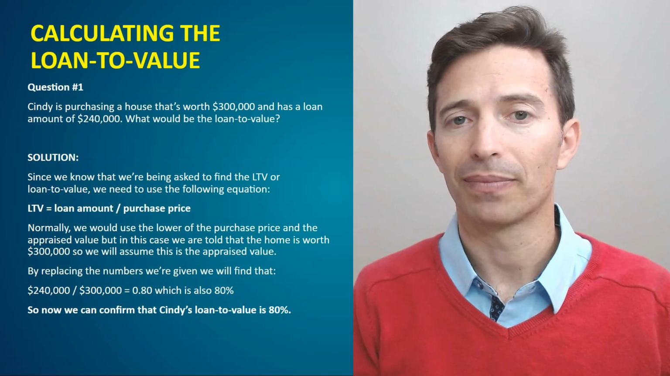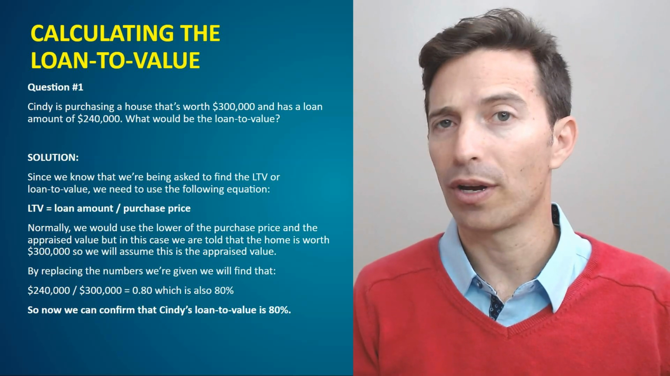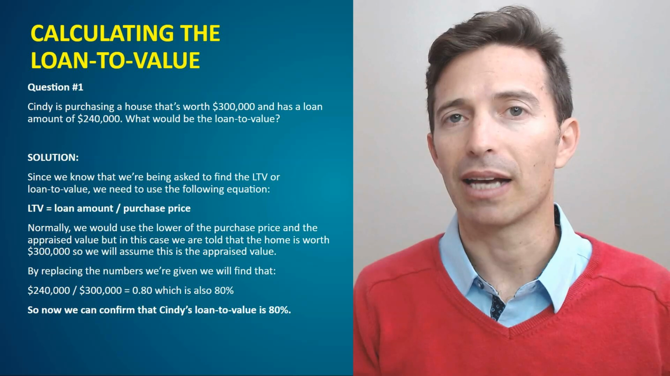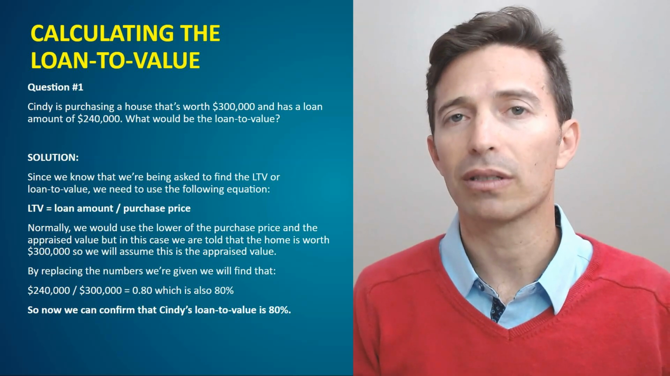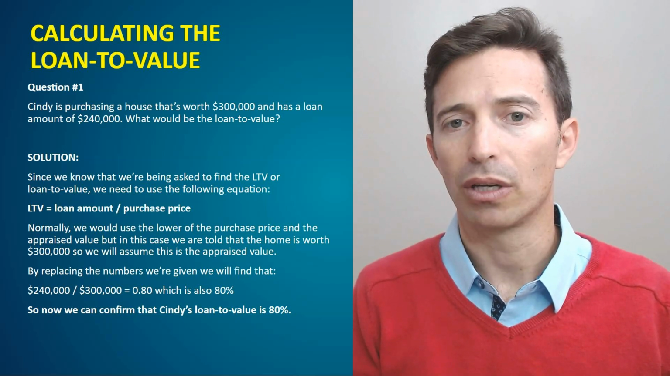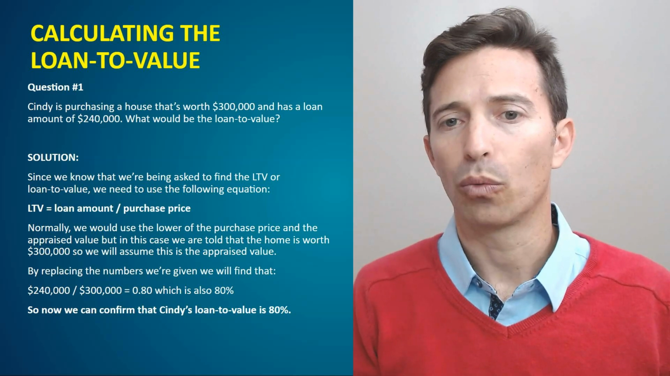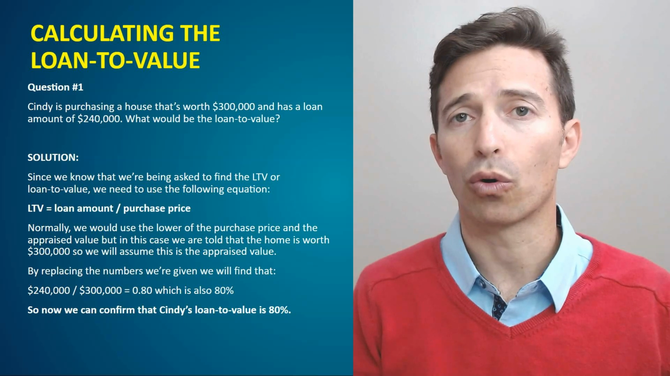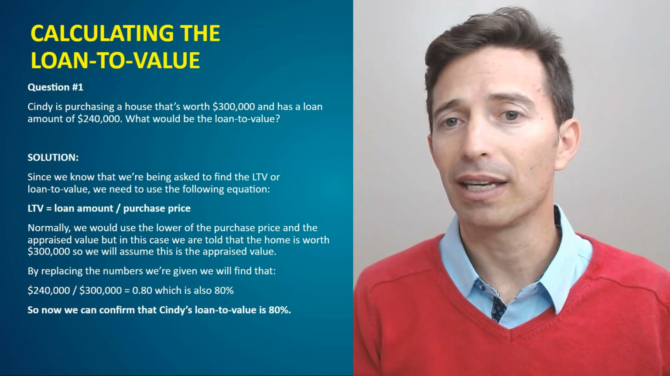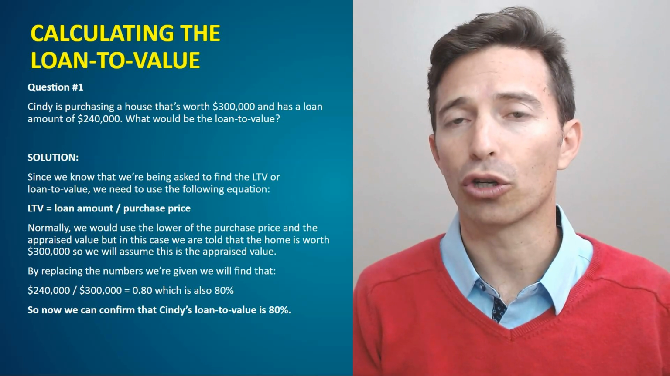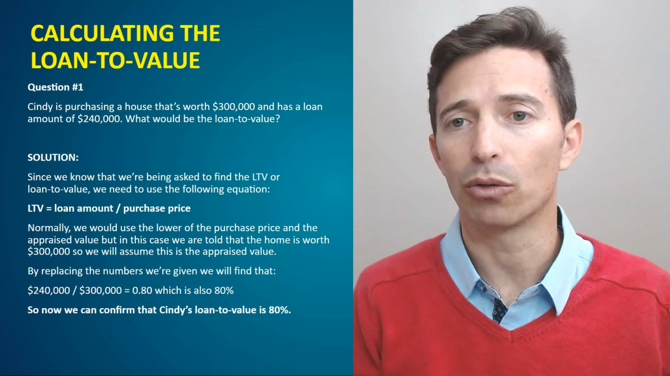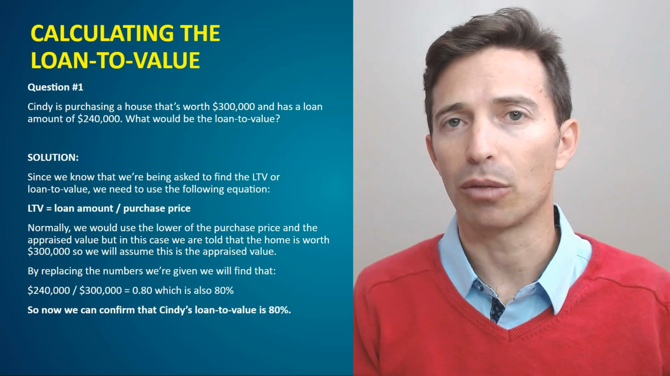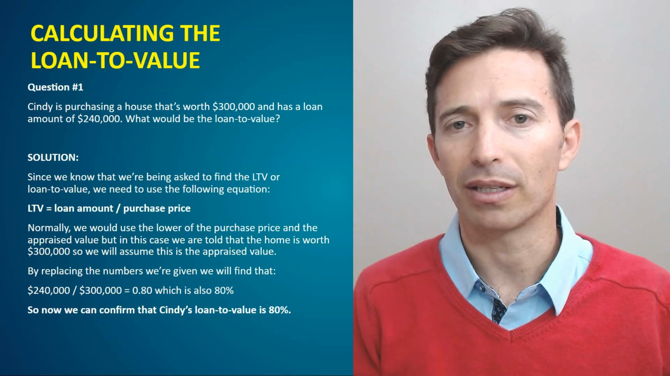Question number 1. Cindy's purchasing a home that's worth $300,000 and she has a loan amount of $240,000. What would be her loan to value? In order to solve this problem, we have to first determine what's the lower of the two values, the purchase price or the appraised value. Since we're not given a purchase price, we're just going to use the value that we're given, which is $300,000. So that's going to be the appraised value or the purchase price in this case.